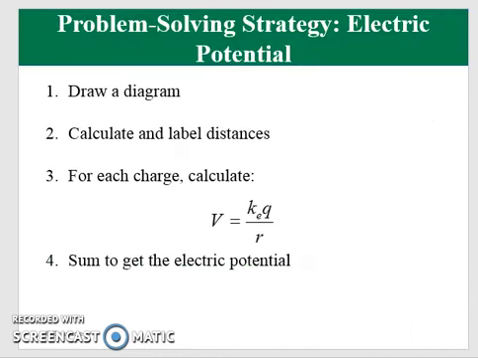Now, here's a basic problem-solving strategy for solving electric potential problems. Draw a diagram, calculate and label your distances, and then for each individual charge that you're given, you should hopefully be given the charge and the distance from the point you're evaluating at. Plug it into the equation, V equals kQ over r, do that for each individual charge, and add those up, and you will get the total potential.